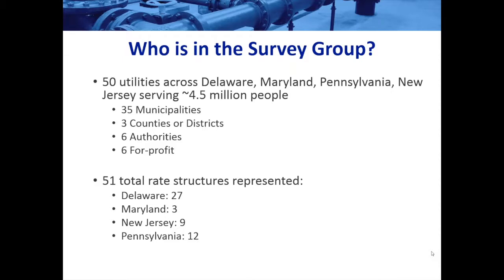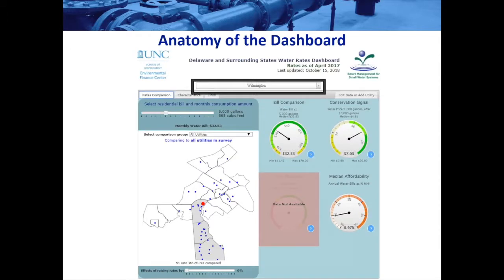Also, I want to mention that utilities that do not charge rates are not included here. So if it's, like, a homeowners association or a mobile home park or that type of thing, or water may be just included in the rent, that's not shown here. Also, the majority of the rate structures represented are from Delaware, and the second most would be in Pennsylvania, as you can see there.